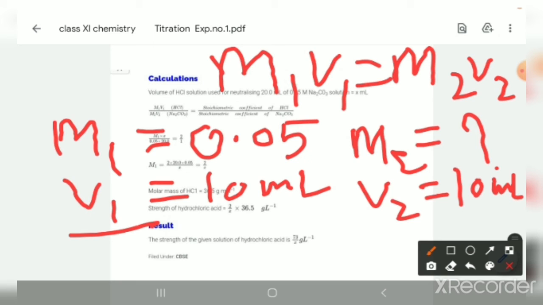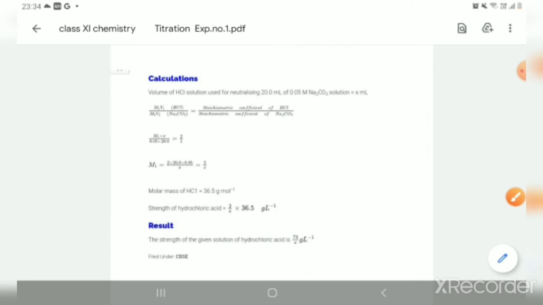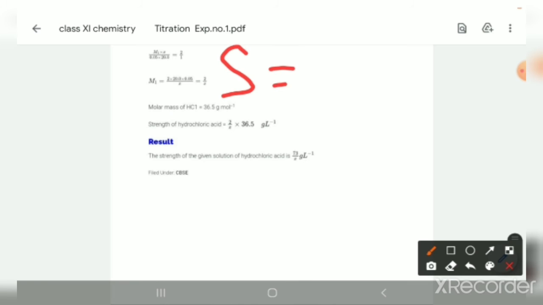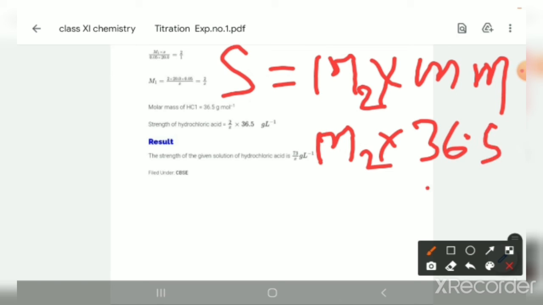Now you calculate M2. You know the formula becomes M2 is equal to M1V1 upon V2. So this is your molarity of the HCl, and after calculating the molarity you have to find the strength. You know strength is equal to molarity into molar mass. So whatever molarity you get here for the HCl, you know the molar mass is 36.5 gram per mole. You will get the strength.